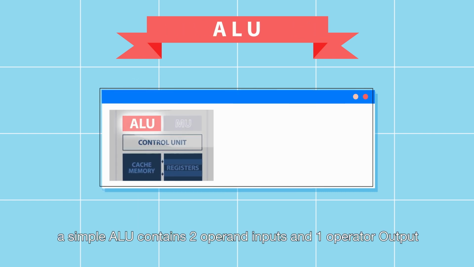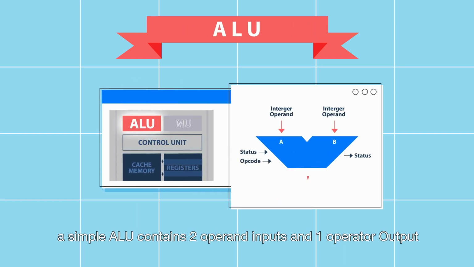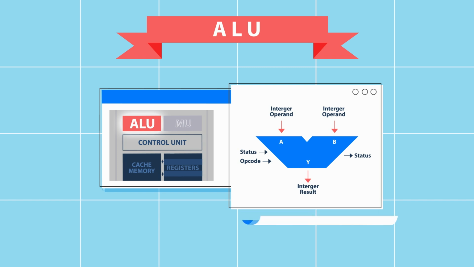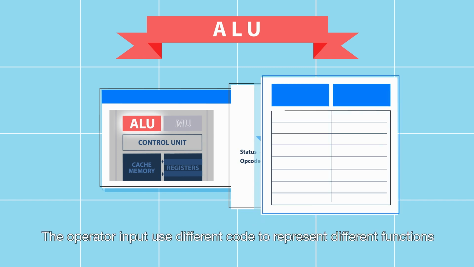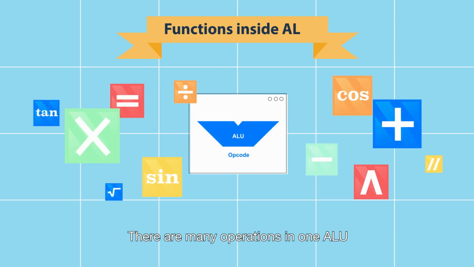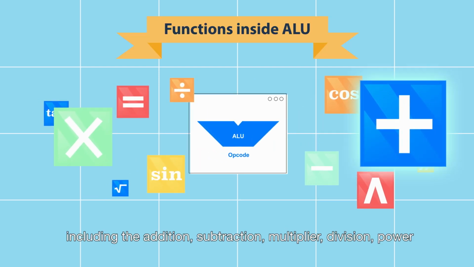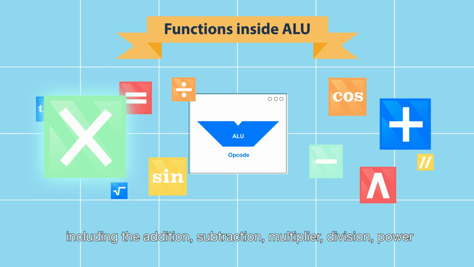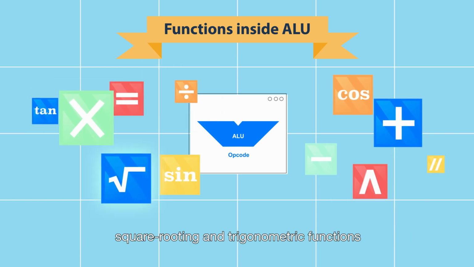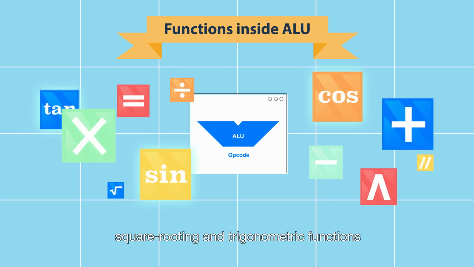Generally, a simple ALU contains 2 operand inputs and 1 operator output. The operator input uses different codes to represent different functions. There are many operations in one ALU, including addition, subtraction, multiplication, division, power, square rooting, and trigonometric functions.